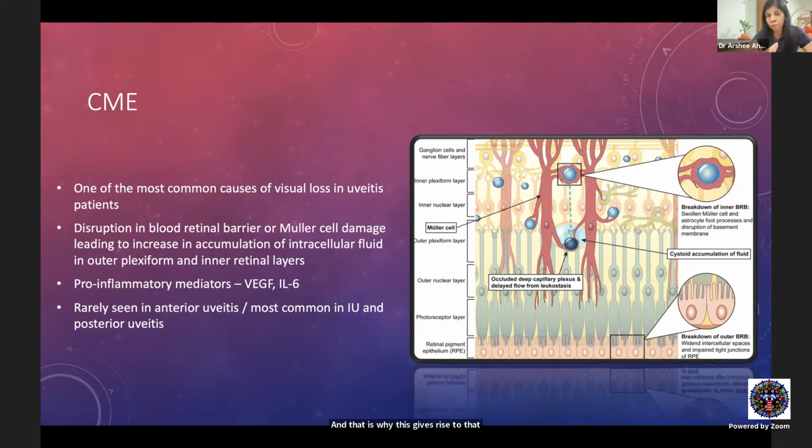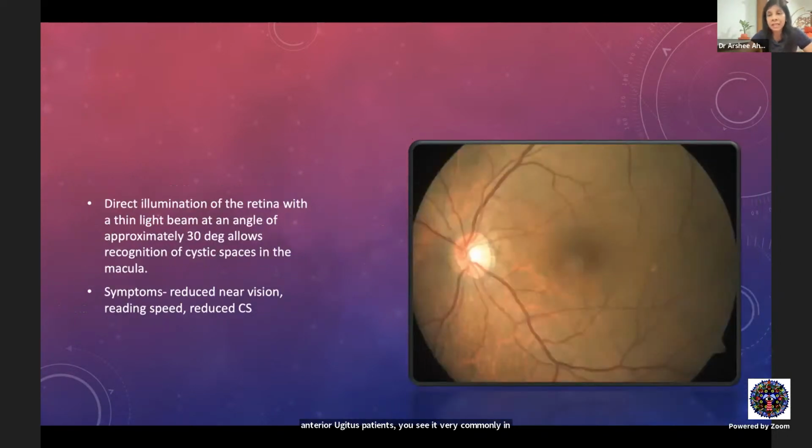So as you obviously understand, what is happening here is again a dysregulation. The pro-inflammatory mediators go up, the levels go up in the vitreous. Also, if you're able to check it, mediators like VEGF, interleukin 6 are very commonly implicated in development of macular edema. Although macular edema is not very commonly seen in anterior uveitis patients, you see it very commonly in patients with intermediate and posterior uveitis.